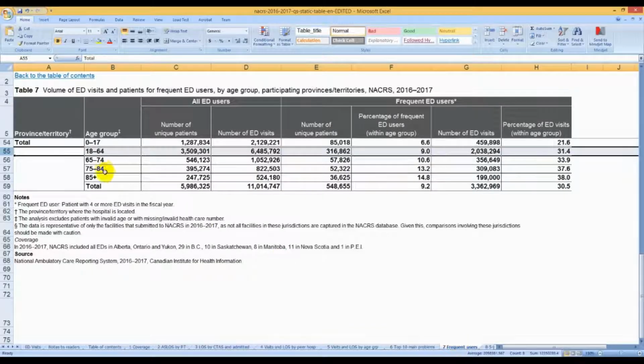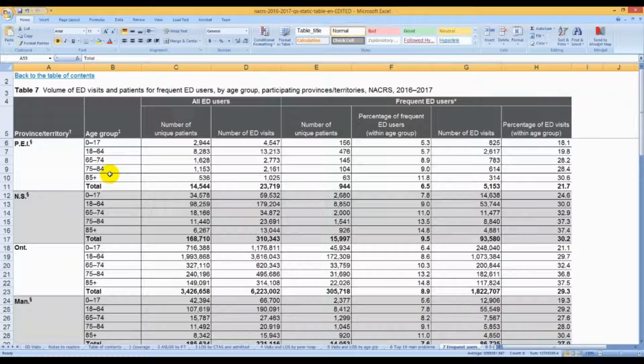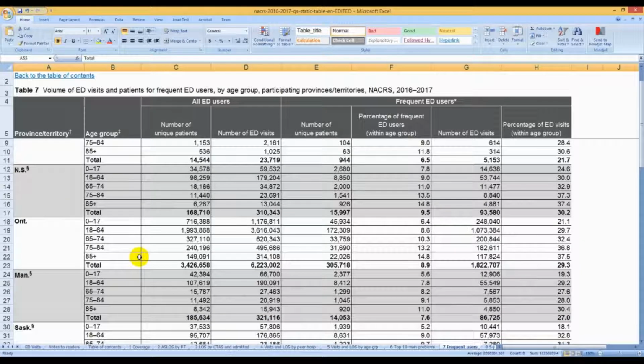Then we go to table 7. Table 7 is the volume of ED visits and patients for frequent ED users by age group in participating provinces and territories for the fiscal year 16-17. Again, we use Ontario as a case. It's different from the previous one.